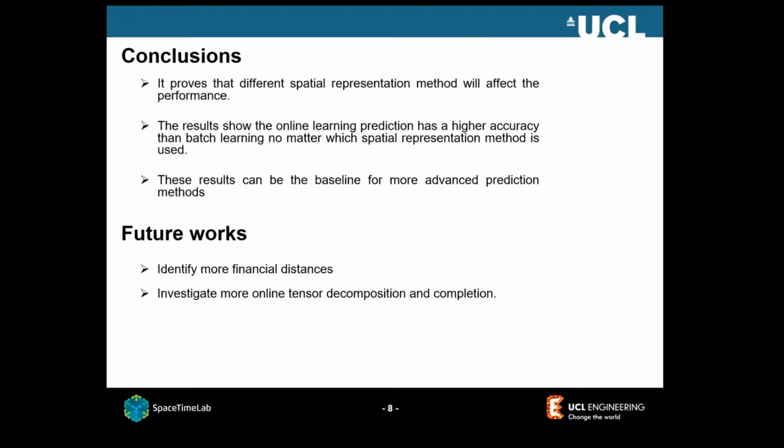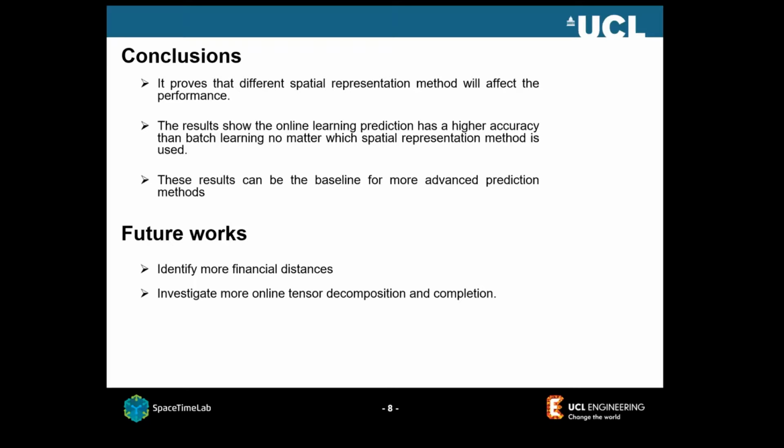So as a conclusion, it proved that different spatial relationship methods will affect the performance, according to which distance or spatial weight matrix we use. In this case, the online learning prediction has a higher accuracy than batch learning, no matter which spatial relationship method is used. And this model can be used for more advanced prediction methods for stocks.